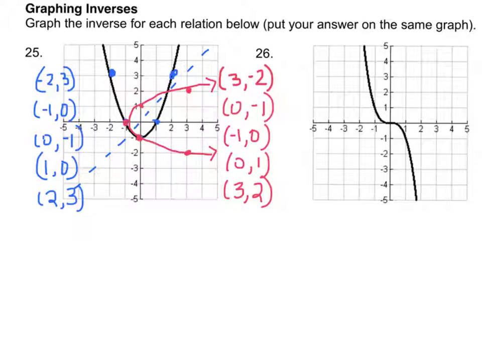For the second graph, if you do the same process, let's say I pick this point right here. I want you to tell me what the inverse of that point is. Okay, I hope you said that the inverse is the red point, 1, -1, because you're switching those two ordered pairs. And that's what the inverse of that graph would look like, a sideways cubic function.